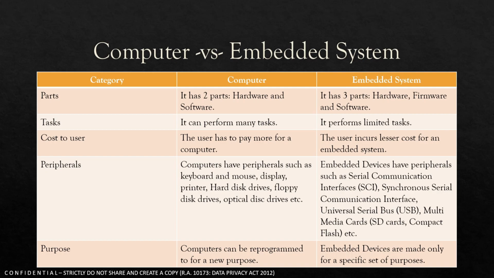Next, for the peripherals, computers have peripherals such as a keyboard and mouse, display, printer, hard disk drives, floppy disk drives, optical disk drives, and etc. While embedded devices have peripherals such as serial communication interfaces, or what you call the SCI, synchronous serial communication interface, universal serial bus, or what you call USB, then multimedia cards, wherein we have the SD cards and compact flash, and etc. And for the purpose, a computer can be reprogrammed for a new purpose, while embedded devices are made only for a specific set of purposes.